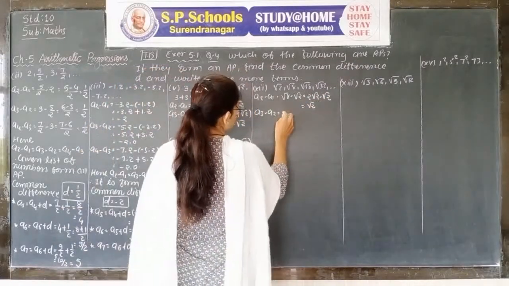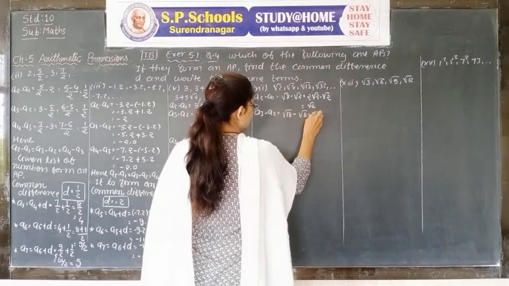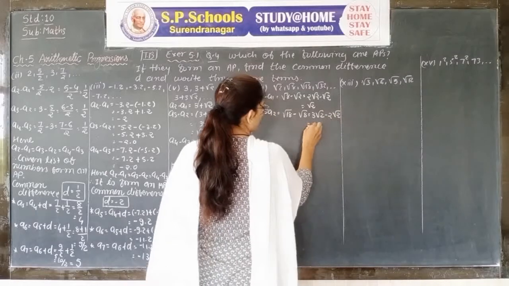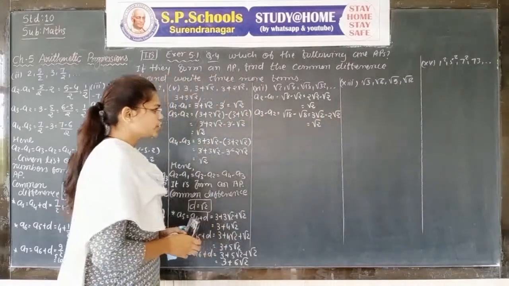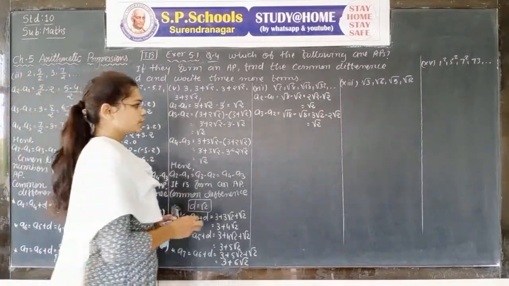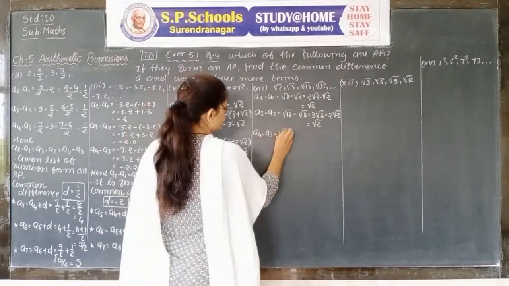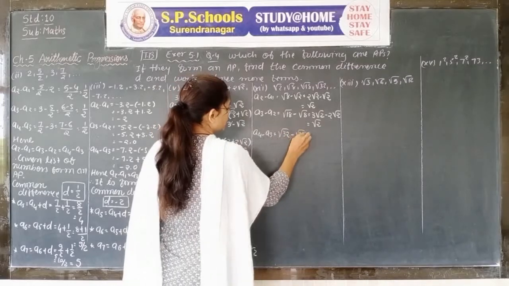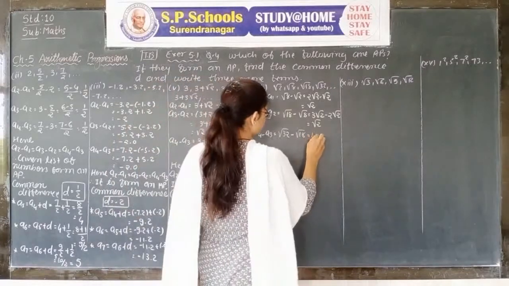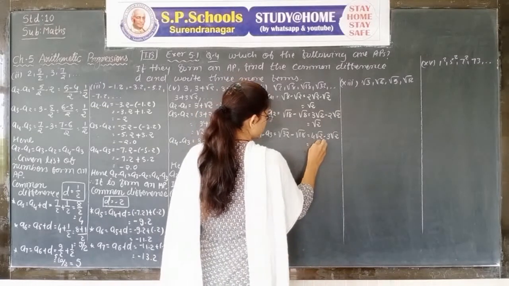Now a3 minus a2: a3 is root 18 and a2 is root 8. Root 18 is 3 root 2 because 9 twos are 18, and root 8 is 2 root 2. 3 minus 2 is root 2. Here the differences between two consecutive terms are equal, so we must find the difference between the next two consecutive terms. a4 minus a3: a4 is root 32 minus a3 which is root 18. Root 32 is 4 root 2, because 16 twos are 32, minus 3 root 2. 4 root 2 minus 3 root 2 is only root 2.